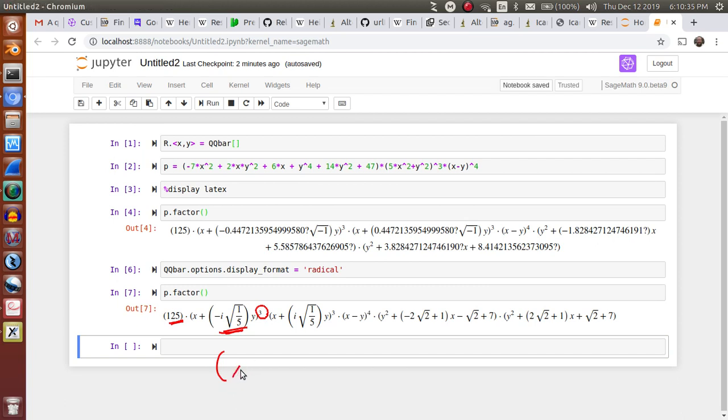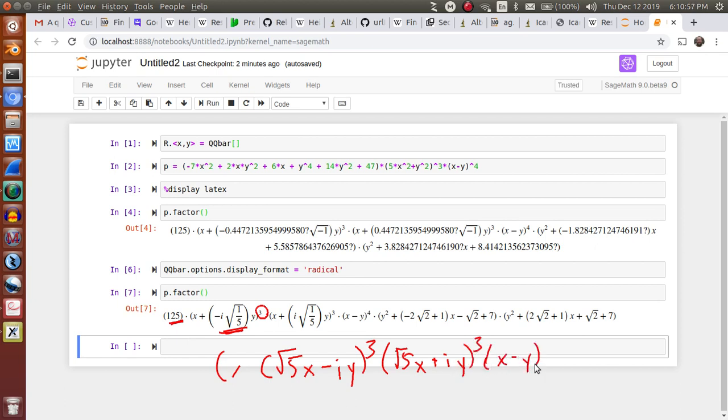We would get something like the square root of 5x minus y cubed, and square root of 5x plus iy cubed, and then the rest of it here, and x minus y to the fourth, and so on. Do the rest of this expression.